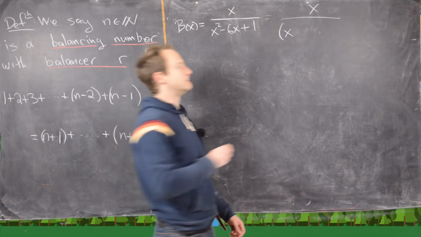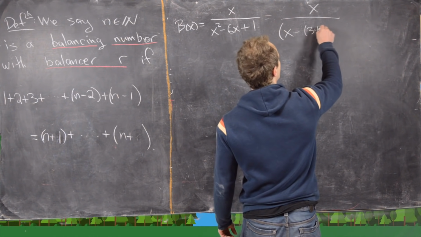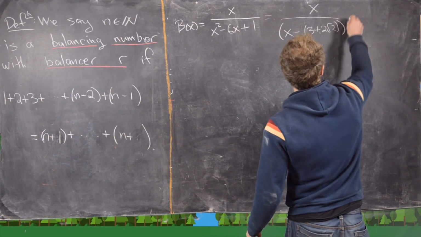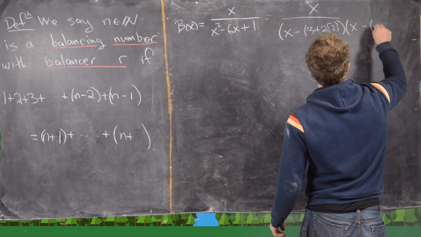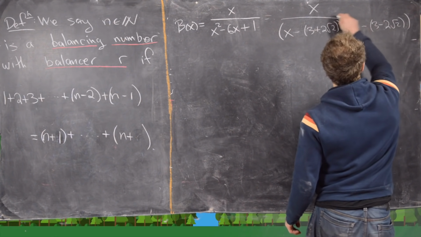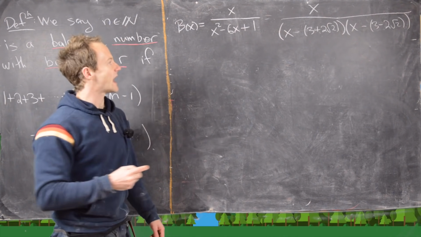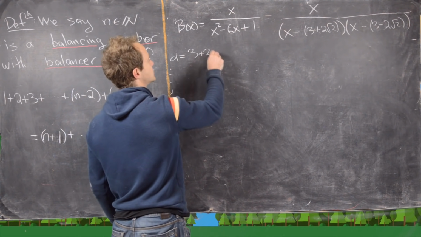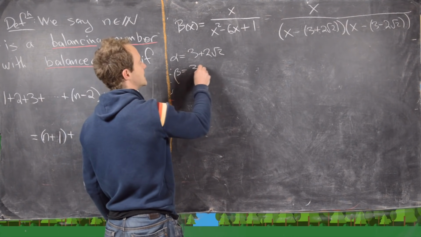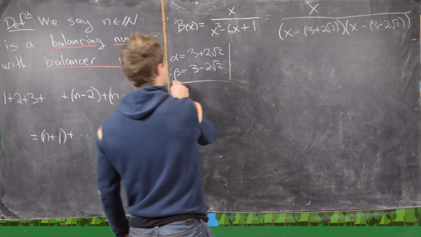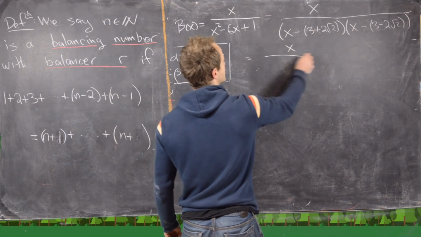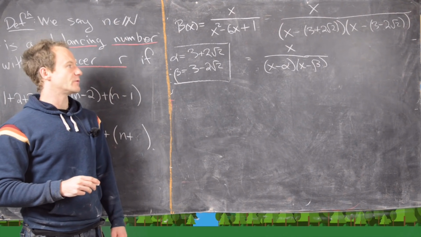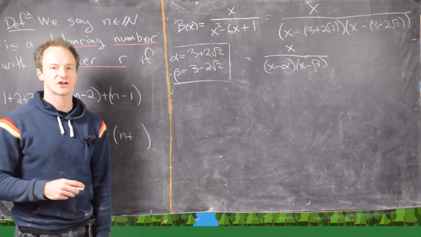It'll factor as x minus 3 plus 2 root 2 times x minus 3 minus 2 root 2. Great. So now let's write that in the following form. Let's say alpha equals 3 plus 2 root 2, and let's say beta equals 3 minus 2 root 2. And so we can write that in a more succinct form as x over x minus alpha times x minus beta. Now the next thing we want to do is decompose this with partial fraction decomposition.